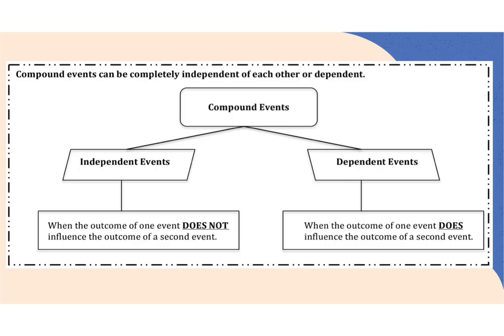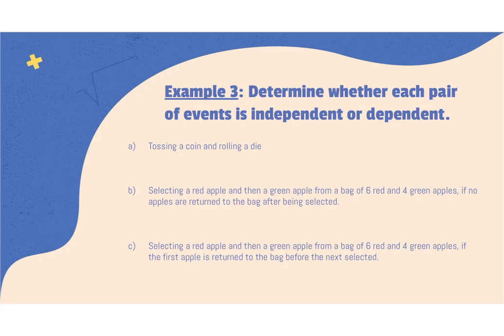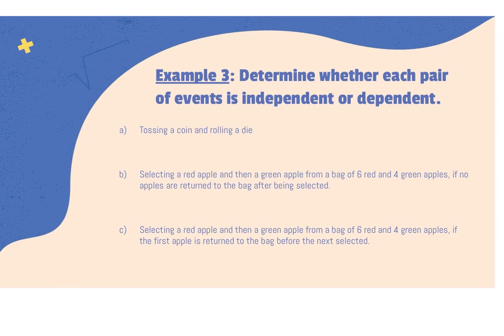So compound events, independent, dependent, we've talked a little bit about this before. One does not impact the other, or one does impact the other. So you have to look at what we're dealing with. Is it dependent or is it independent? If this is rolling a die and tossing a coin, that's going to be independent.